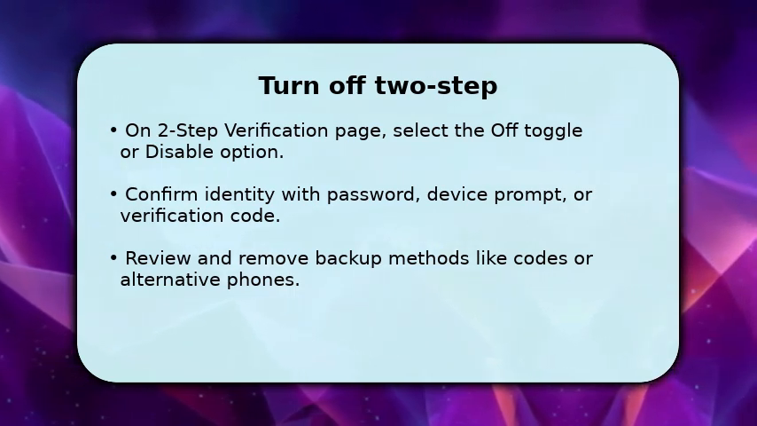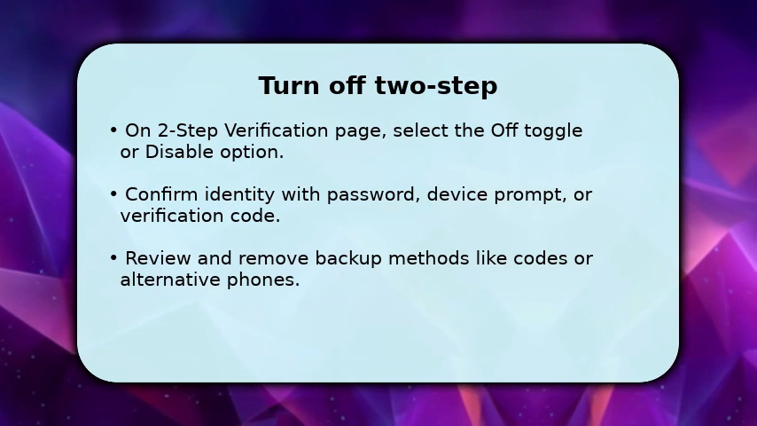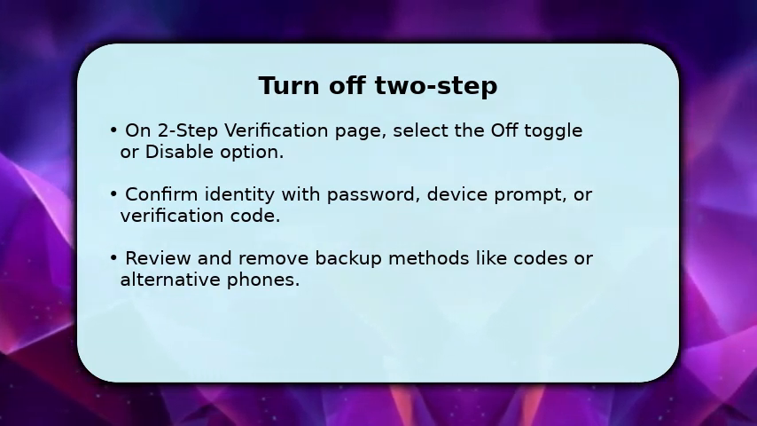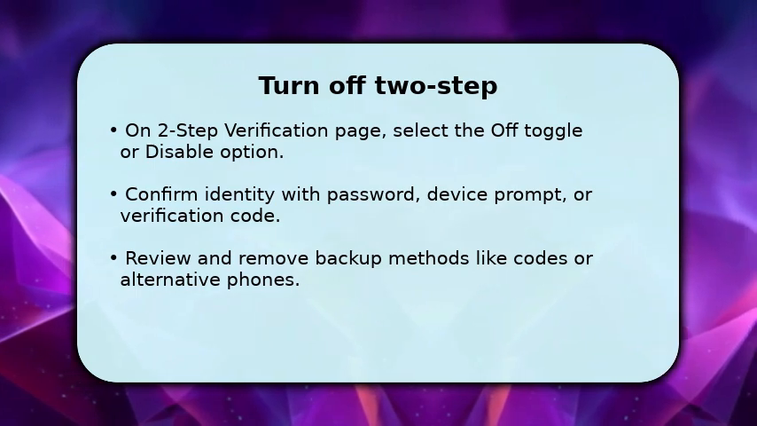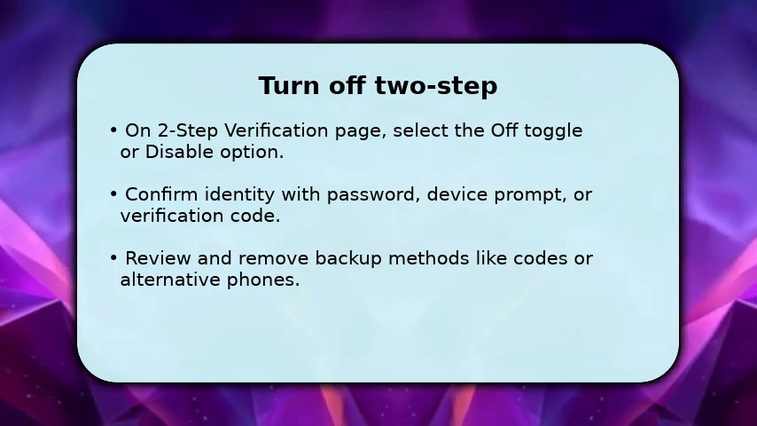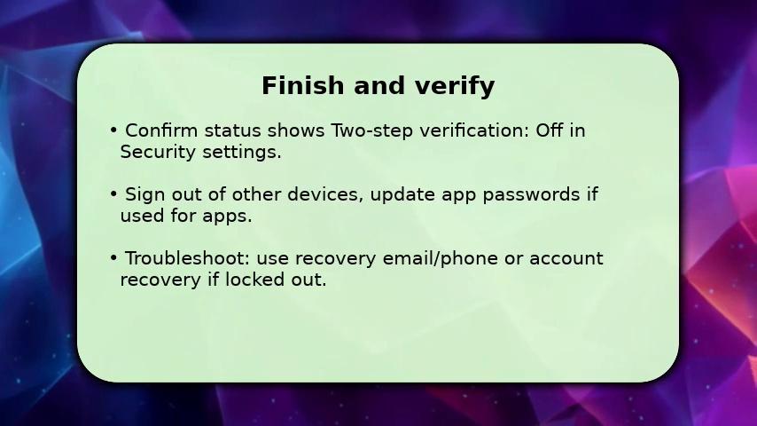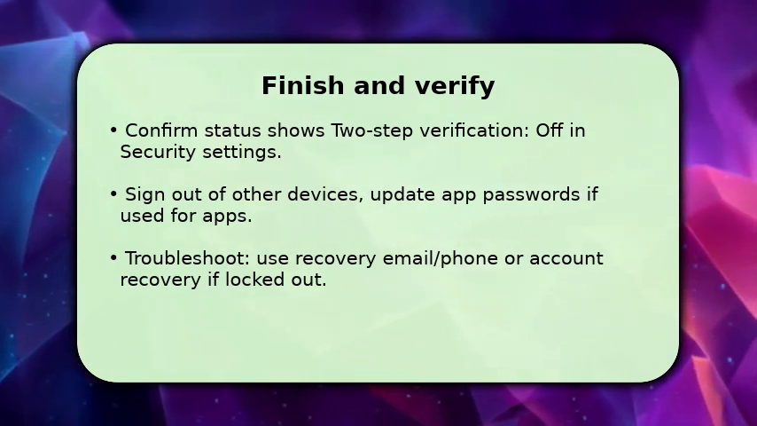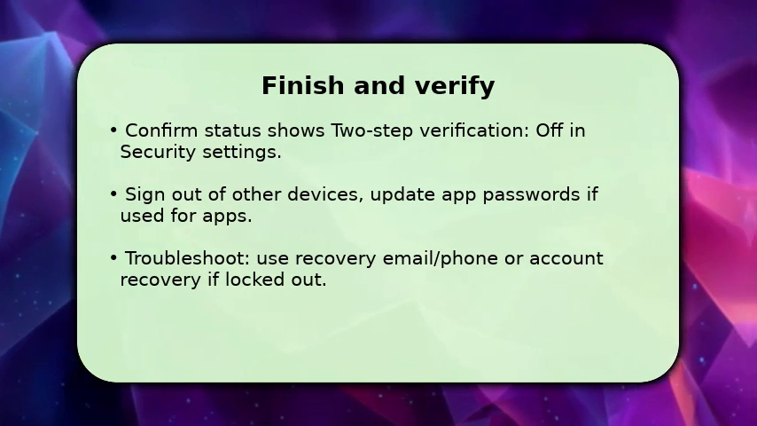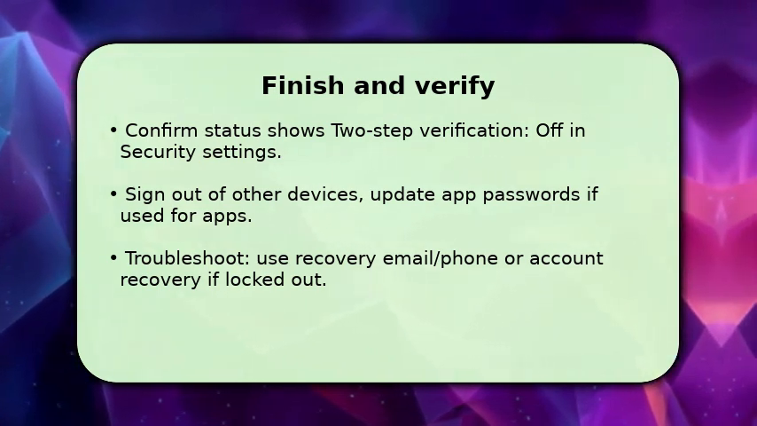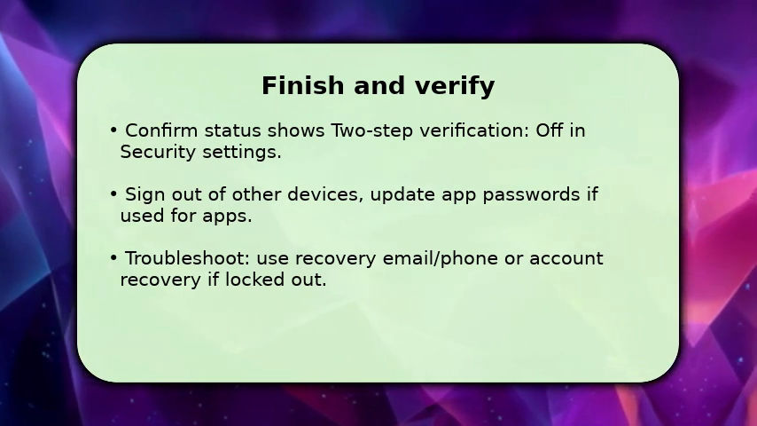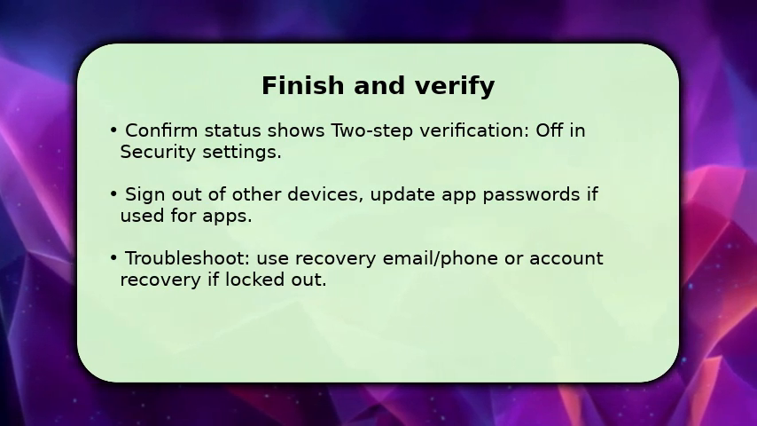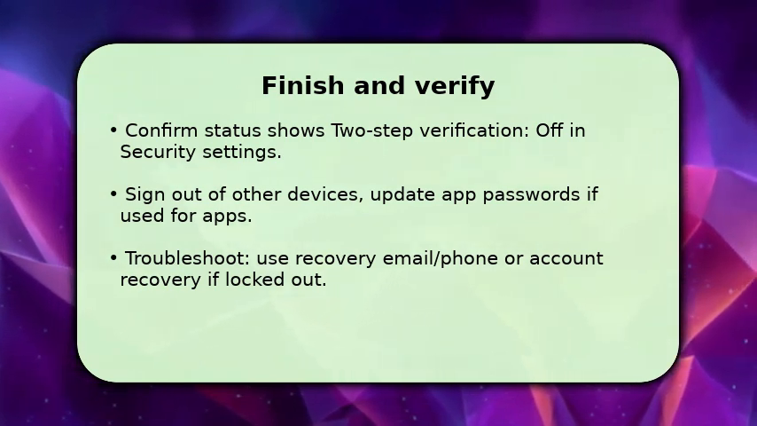Make sure to review backup codes, authenticator apps, and alternate phone numbers listed, because those remain sensitive and may need manual removal to fully stop two-step. After disabling, check that security shows two-step verification as off and sign out of any sessions on other devices to prevent lingering prompts. If you had app passwords or OAuth tokens created for less secure apps, revoke and recreate them where necessary. Make sure any authenticator apps no longer show codes for this account.